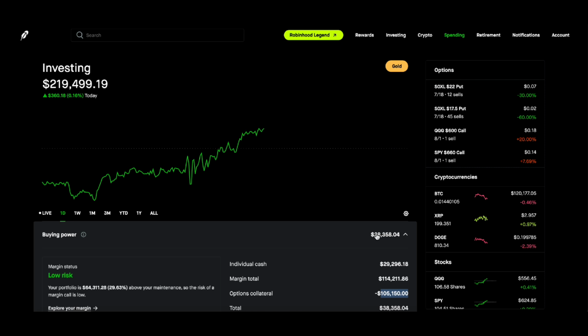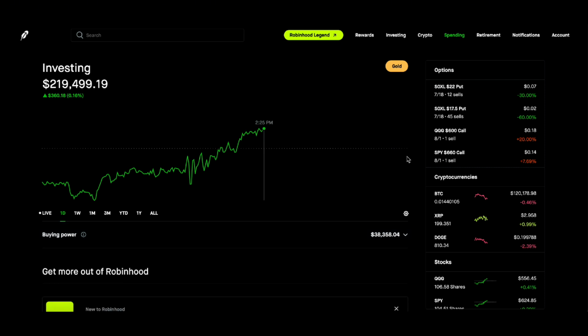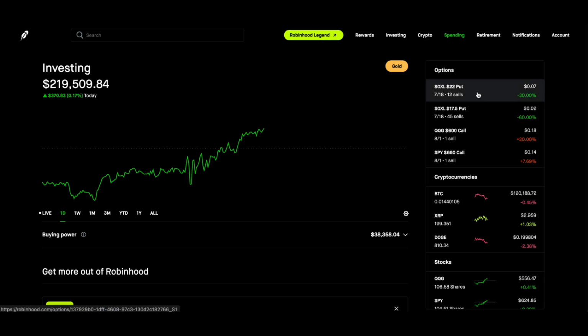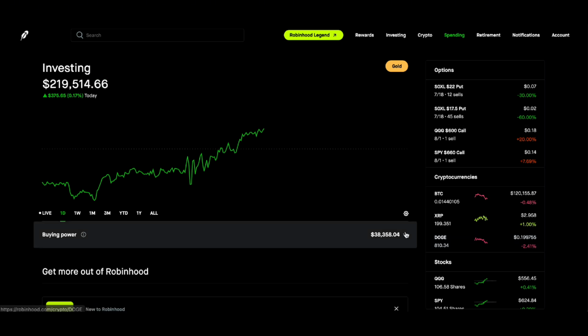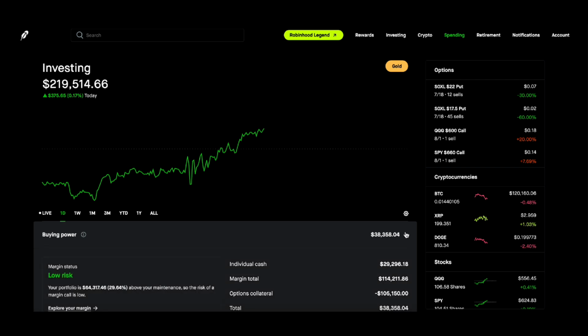Now, talking about the strategy that I am using to generate some passive income with this margin: I am selling cash secured puts with this margin. What that means is I can borrow this money and use it to sell options. If those options do not get assigned, then I'm going to collect the premium and I won't be paying any interest on the money that I borrowed.